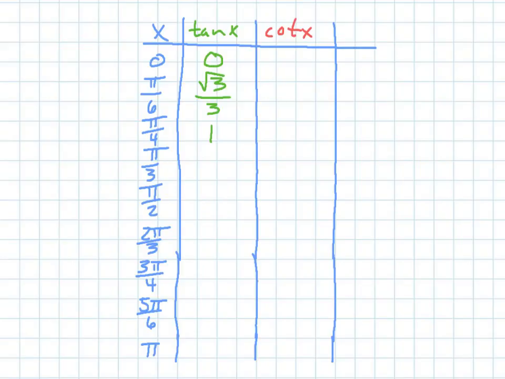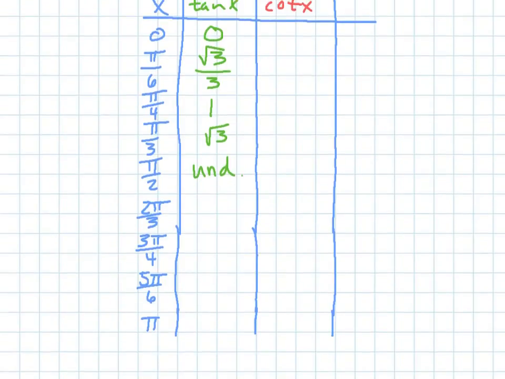For pi over 3, it's the opposite of what pi over 6 was, so it's square root of 3 over 2 divided by 1/2, which leaves you with square root of 3. At pi over 2, remember that sine is 1 at that point, and cosine is 0. That means you're taking 1 divided by 0, and you can't do that. So we say that's undefined at pi over 2. And then at 2 pi over 3, now we're kind of going backwards. So you have square root of 3 over 2 divided by negative 1/2. But you still get a negative square root of 3.